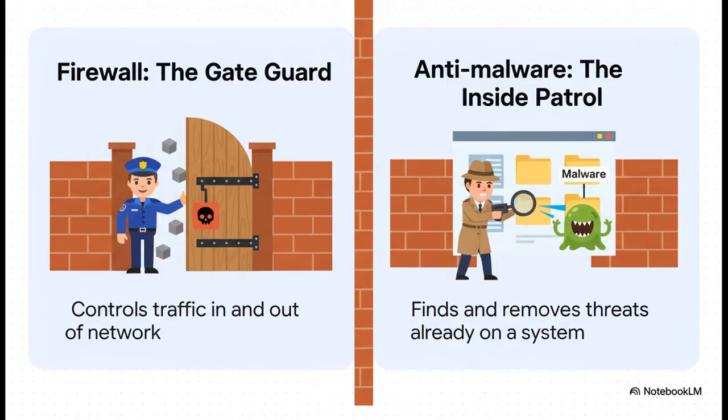Okay, now really pay attention to this slide because this highlights a key difference that examiners absolutely love to test you on. A firewall is proactive. It's the guard at the gate stopping trouble from ever getting inside. Anti-malware, on the other hand, is reactive. It's the patrol inside the walls, hunting for anything dodgy that might have snuck past. They do two totally different jobs, and any secure system needs both.